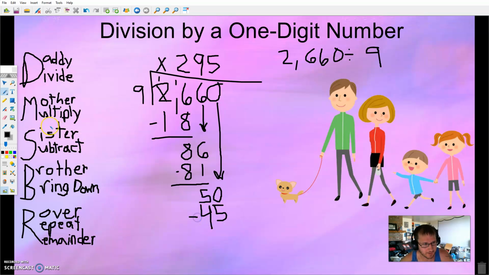Sister subtract, so that was mother multiply, sister subtract. 50 subtract 45 is 5. Brother bring down. There's nothing else to bring down. So rather than Rover repeat, it's Rover remainder. This last little number there is your remainder. So off to the side here, we just put remainder of 5. So 9 goes into 2,660, 295 times with a remainder of 5.